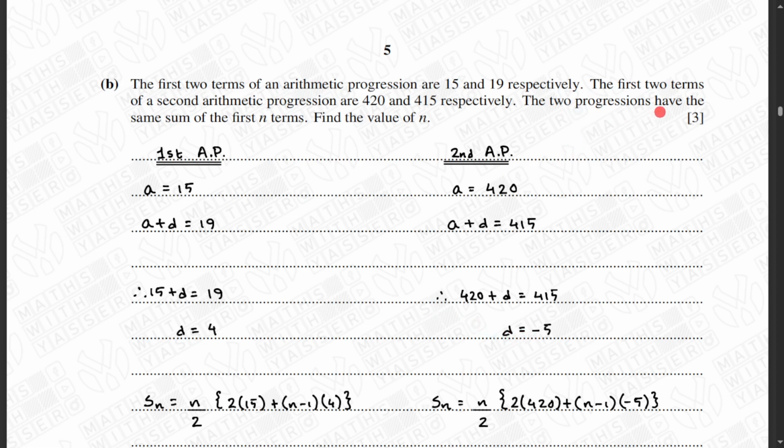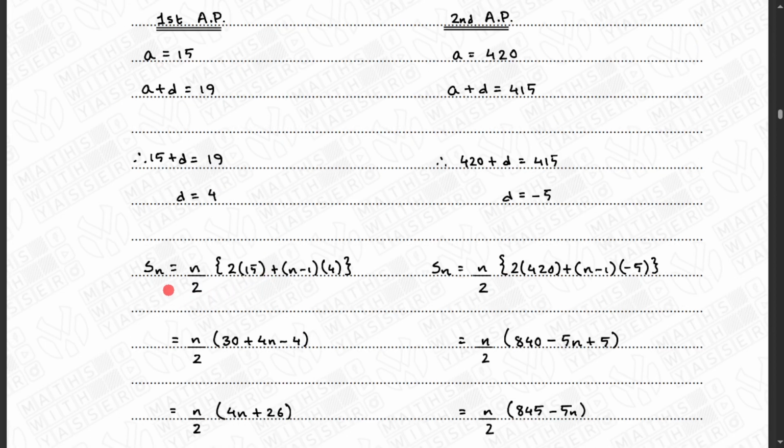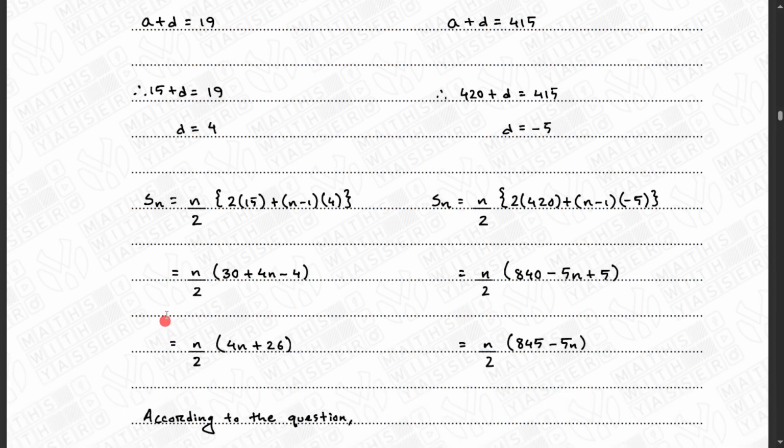Since the two progressions have the same sum of the first n terms, let's first find the sum of n terms for each of the cases. For the sum of n terms, the formula is n by 2 within brackets 2a plus n minus 1 into d. So for this case, it will be 2 times 15 plus n minus 1 times 4. So n by 2 within brackets 30 plus 4n minus 4. Simplifying it, we get n over 2 within brackets 4n plus 26.